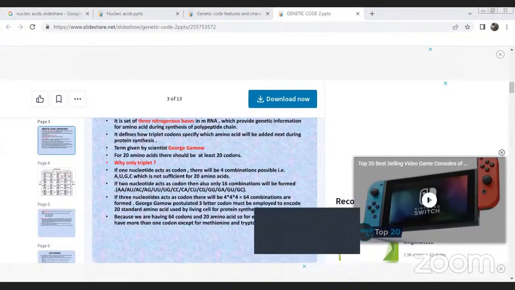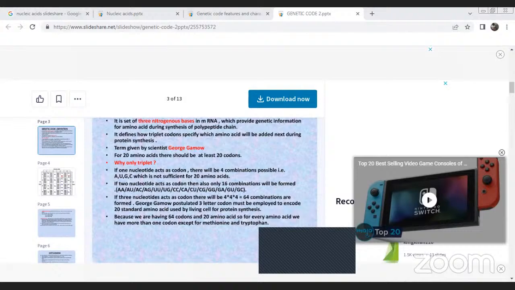If three nucleotides act as the codon, there will be 4 x 4 x 4, 64 combinations, 64 codons. According to Gamow, a postulated three-letter codon must be employed to encode the 20 standard amino acids in living cells during protein synthesis.